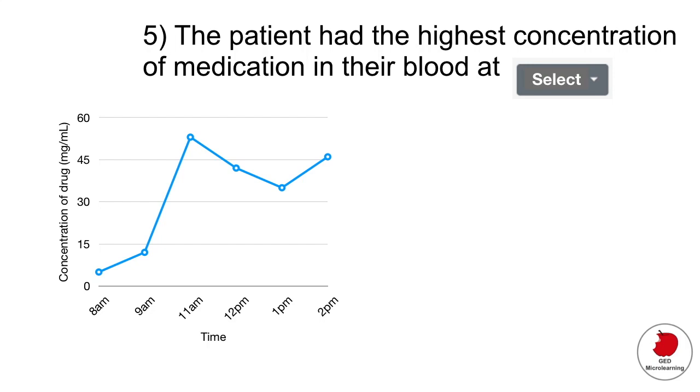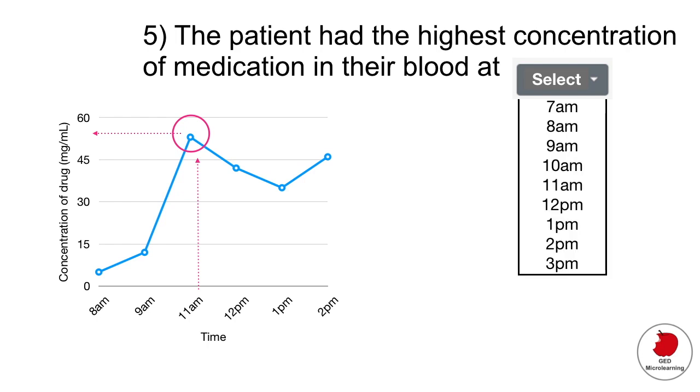So all you want to do here is follow that graph to the highest peak, which is this one. Check your x-axis, so that would be at 11. And then if you follow your axis to the left, to the y-axis, you can see that his concentration was, I don't know, more than 50, 55. So that's the highest concentration. So then to select your answer, as we said, drop down menu, and it tells you the time. Just click on 11.